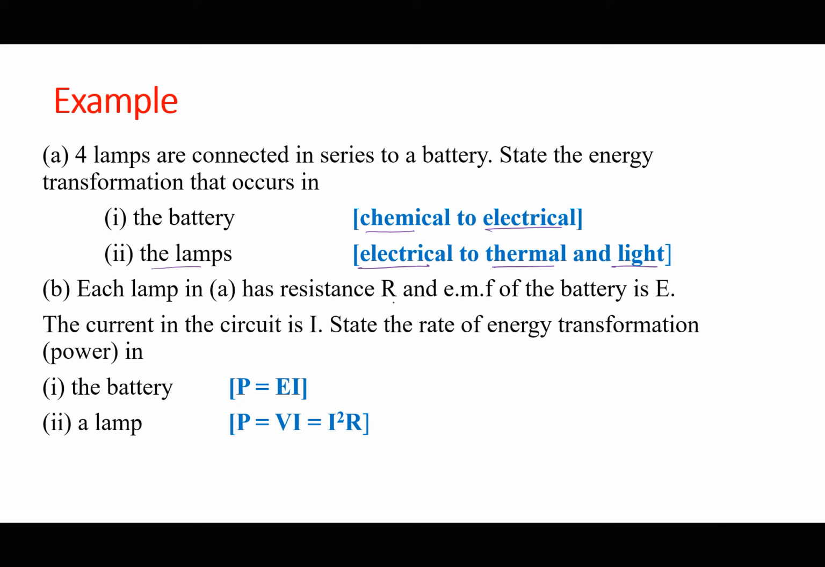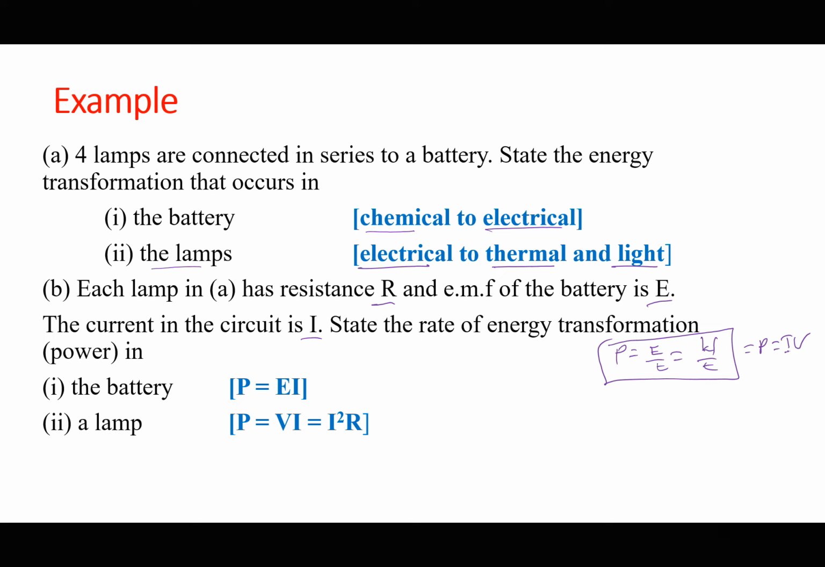Each lamp in A has a resistance R and EMF E. The current in the circuit is I. State the rate of energy transformation, that is power, in the battery. Of course, we are going to see this later on. Power is equal to energy divided by T, which was work done over T. We shall see this later on. But from your GCSE, you also remember that power is equal to I times V.